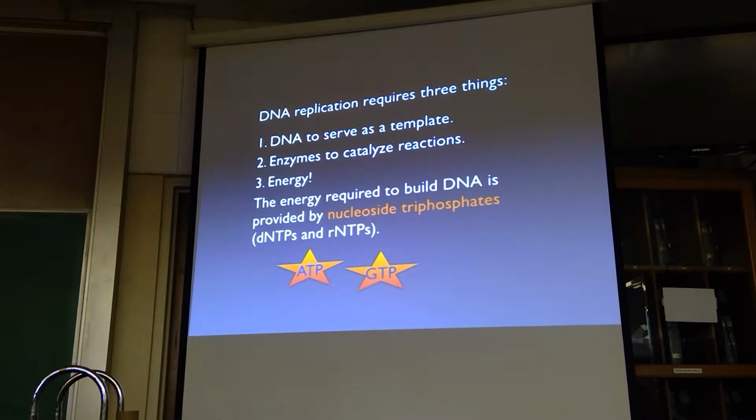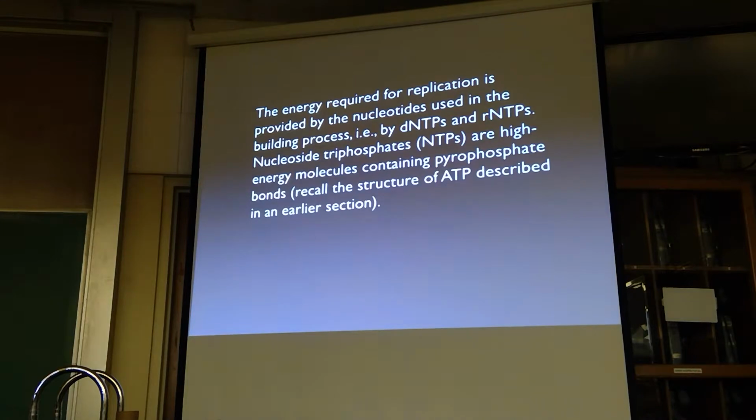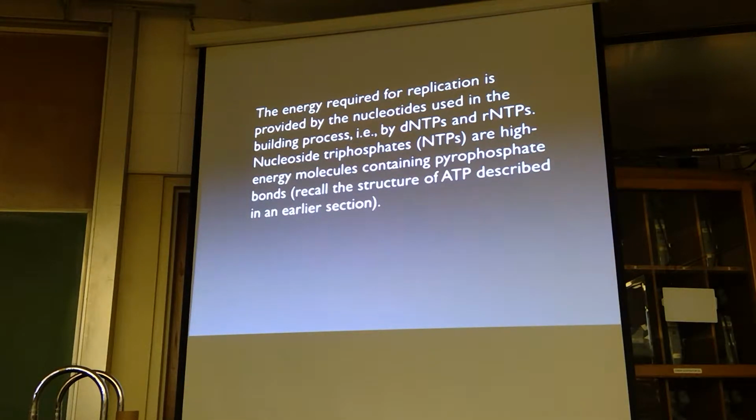So again, not just ATP, but ATP, GTP, CTP, etc. All the different bases have to be associated with nucleoside triphosphates. So pay attention to the lowercase letter in front of NTP. NTP stands for nucleoside triphosphate. The D or R in front of it tells you what the sugar is. If it's a dNTP, the sugar is deoxyribose. If it's an rNTP, the sugar is ribose. And the bases are going to be different.